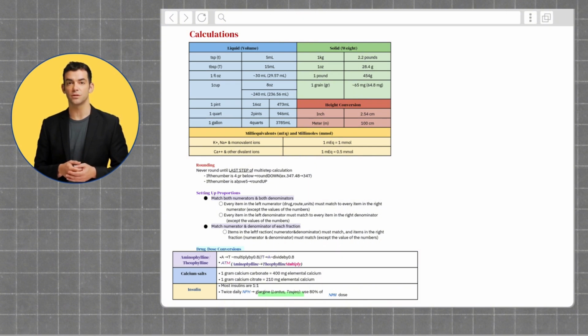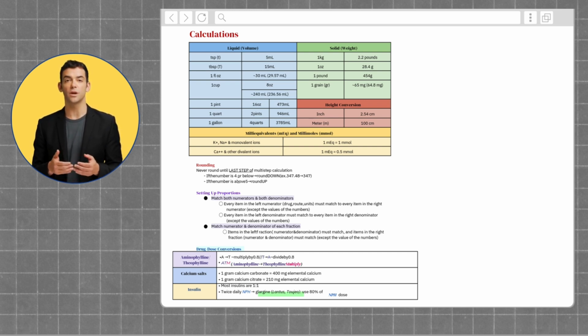When setting up proportions, you want to match both numerators and both denominators. Every item in the left numerator must match to every item in the right numerator. Every item in the left denominator must match to every item in the right denominator. You want to match numerator and denominator of each fraction. Items in the left fraction must match, and items in the right fraction must match. If you are still unsure on how to set up fractions, we will be reviewing them in later math videos, so stay tuned.